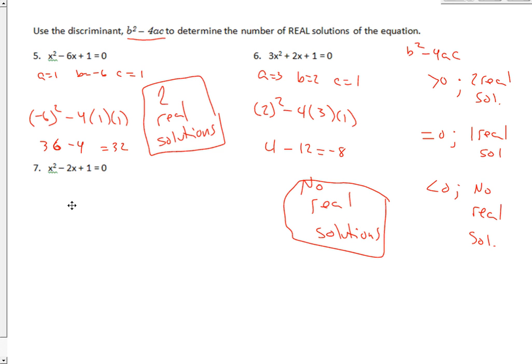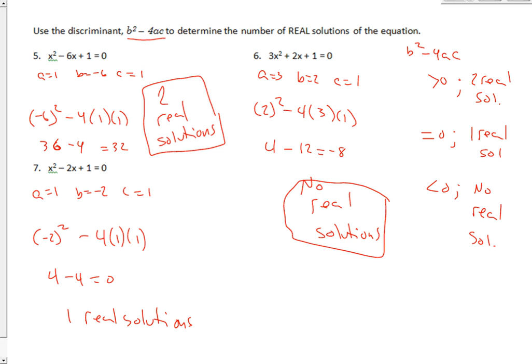And for number 7, a equals 1, b equals negative 2, and c equals 1. When I plug into the formula, I get negative 2 squared minus 4 times 1 times 1. That gives me 4 minus 4, which is 0, which means I have 1 real solution. Okay? So that's how you determine how many real solutions you have, using that b squared minus 4ac.